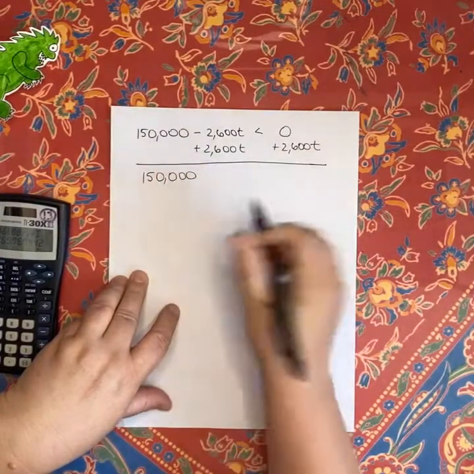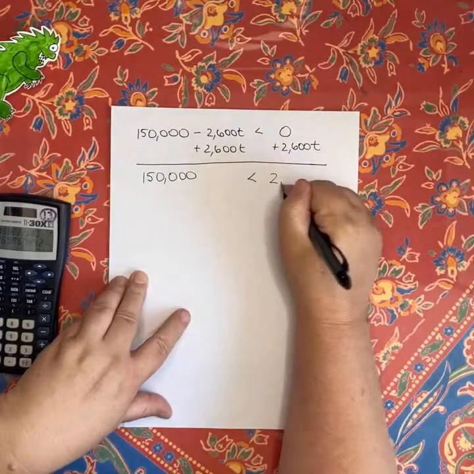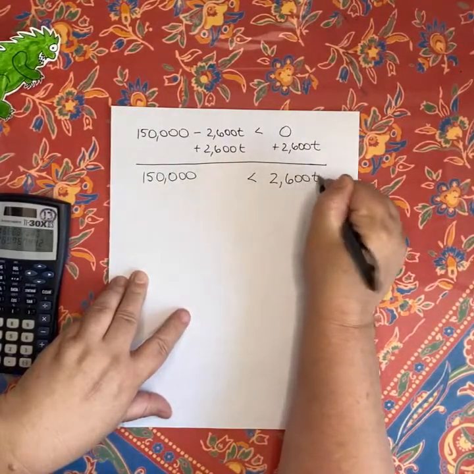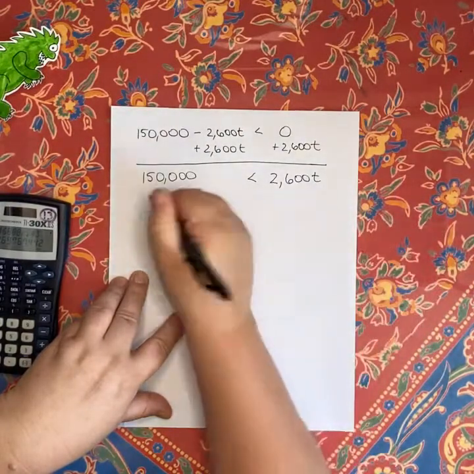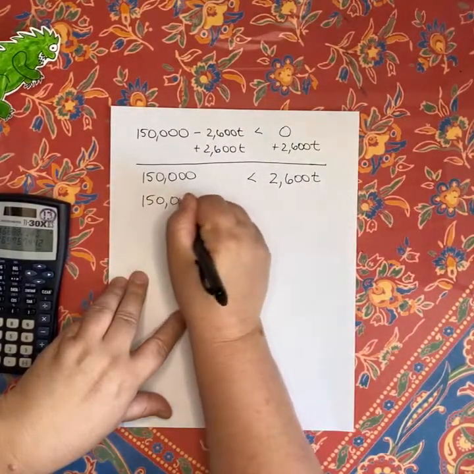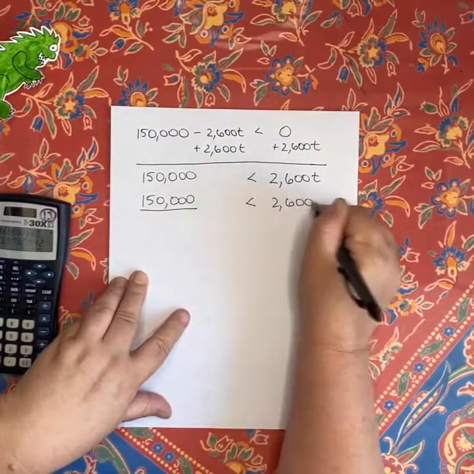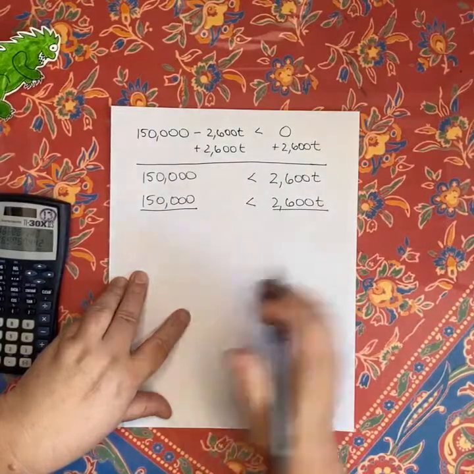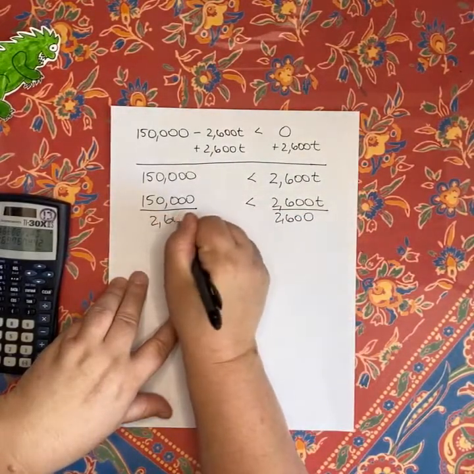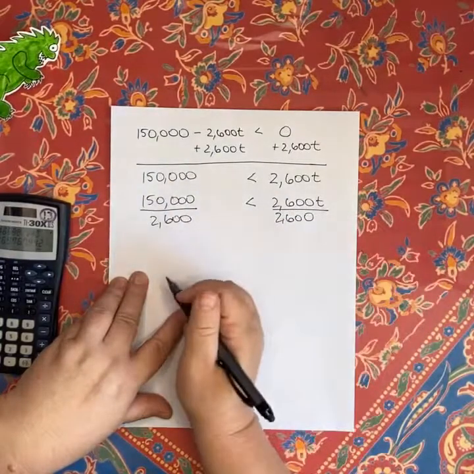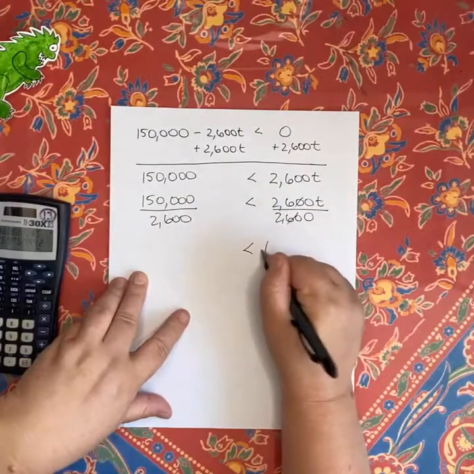150,000. This cancels out, is less than 2,600t. Now the next step, I want to get t by itself. So I'm going to divide both sides by what? You got it, 2,600. And so I end up with, on this side, this cancels. So I end up with t.